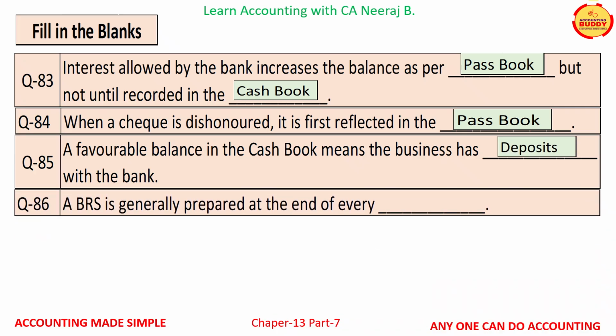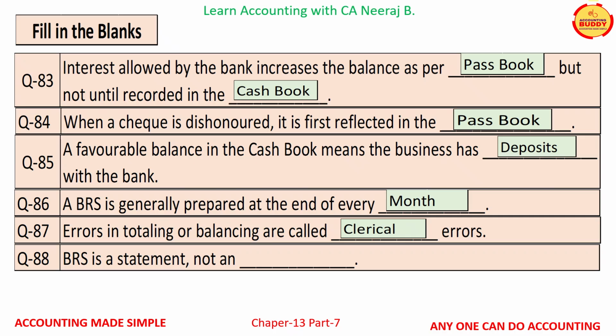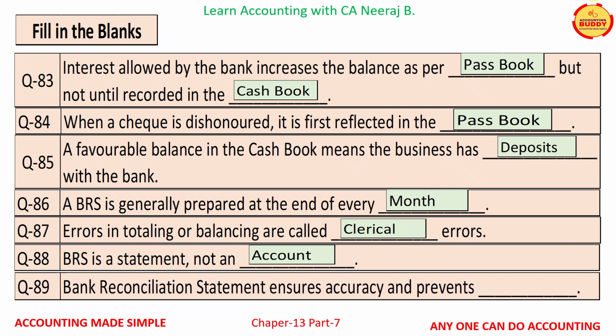Question number 86: a bank reconciliation statement is generally prepared at the end of every dash. The correct answer is at the end of every month. Question number 87: errors in totaling or balancing are called dash errors, and the correct answer is clerical errors. Question number 88: bank reconciliation statement is a statement, not a dash, and the correct answer is account. It is not an account. Question number 89: bank reconciliation statement ensures accuracy and prevents dash, and the correct answer is fraud.